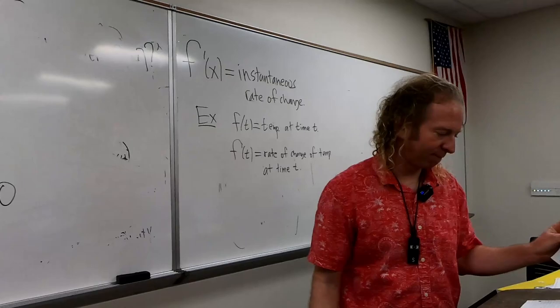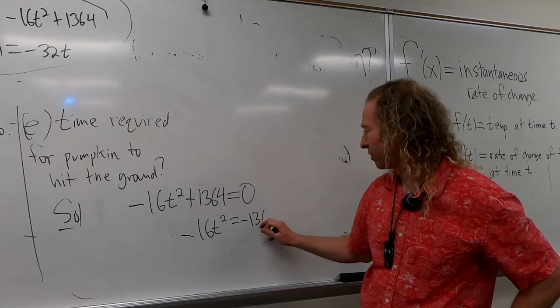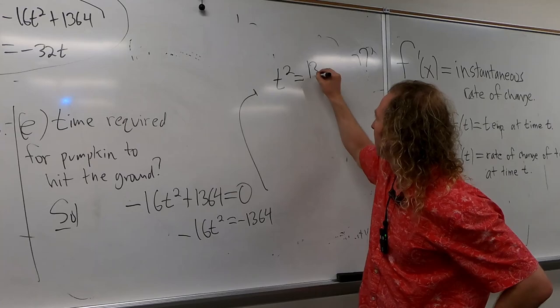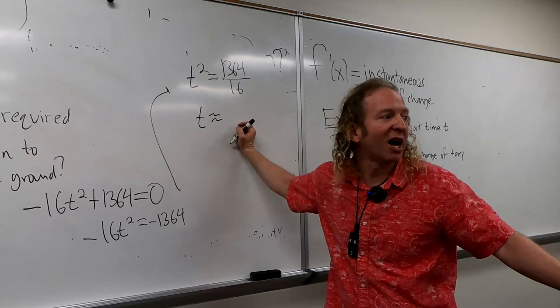And then you just subtract 1364, right? This is where calculators are awesome. And then just divide by negative 16. Yuck. So take the square root of that number. You get plus or minus, but you only take the plus because it's time. So I got 9.233 seconds.